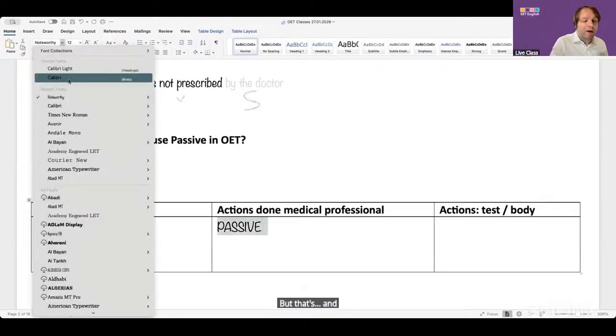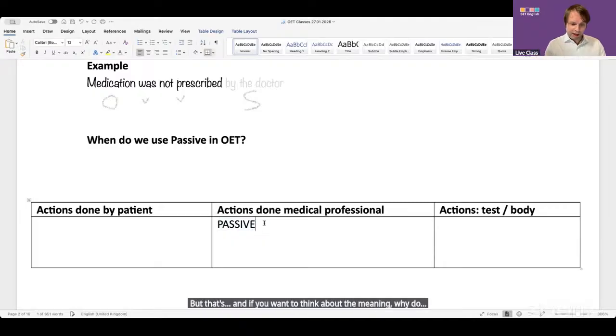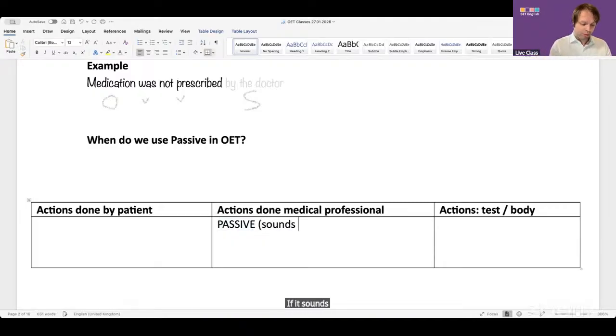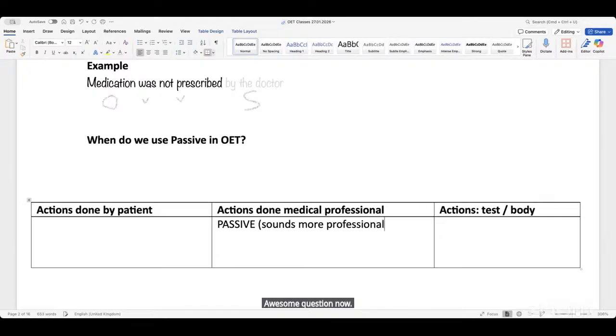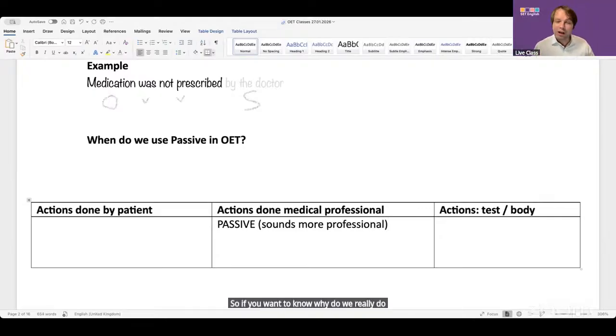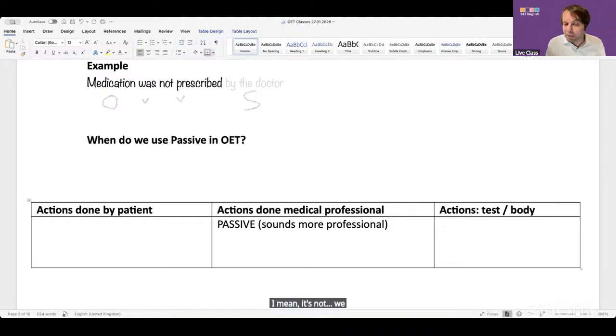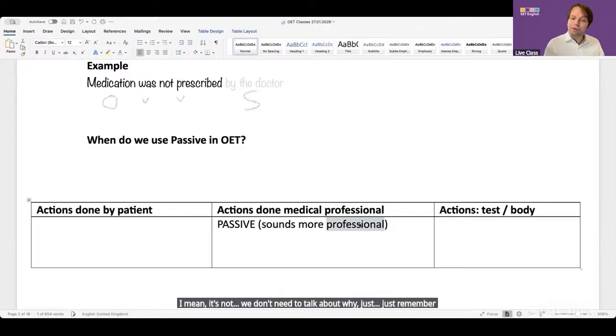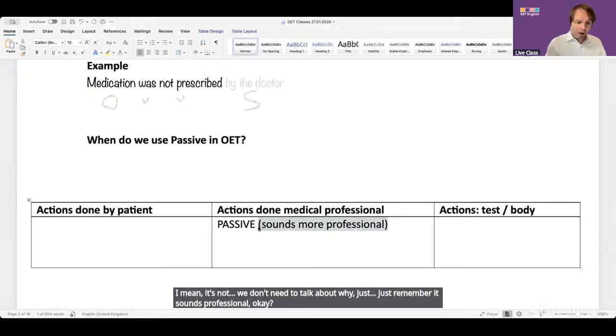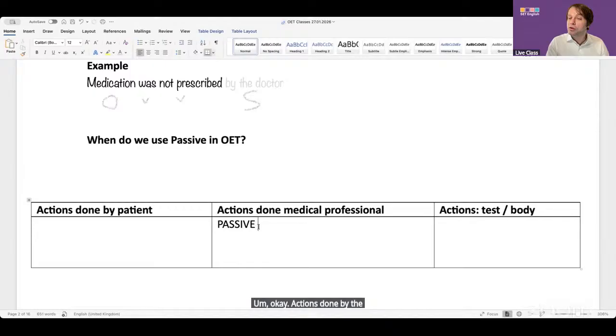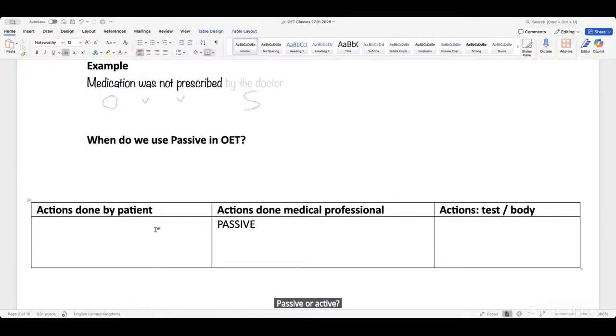And if you want to think about the meaning, it sounds more professional, right? So if you want to know why do we really do it, it's not really about changing the focus. I mean, we don't need to talk about why. Just remember it sounds professional, okay? Okay, actions done by the patient, Ukor, Svetlana, Yaya, what would we use? Passive or active? We use active when action done by patient. Yeah.